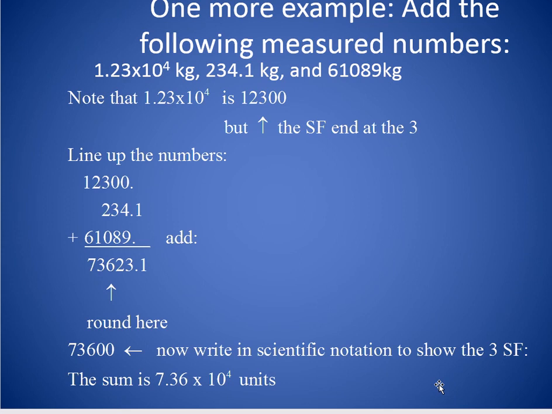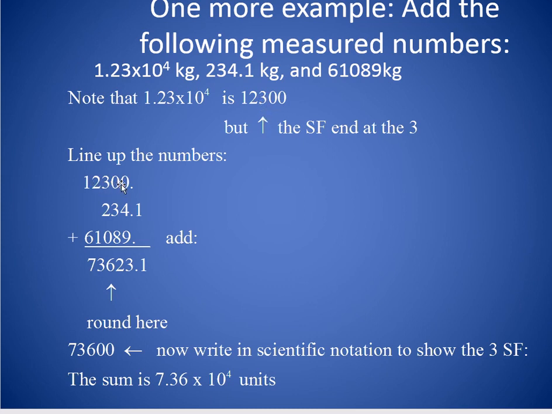Let's say that I have the following 3 measured values. 1.23 times 10 to the 4th kilograms. That shows that there are 3 significant figures in my answer, right? And the second one is 234.1 kilograms. And then I've got 61,089 kilograms. All right, I'm going to go ahead and change my scientific notation to regular notation, but I'm going to make a note that the significant figures end at the 3 here.